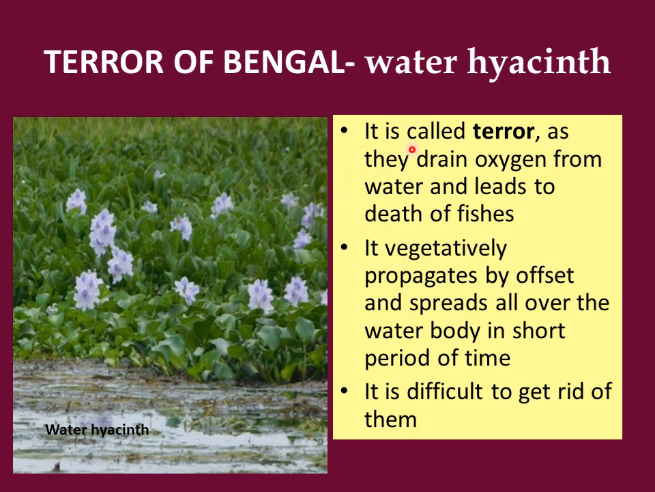It is called as terror because of three reasons. The first reason is they drain oxygen from the water and lead to death of fishes. Second, it vegetatively propagates by offset and spreads all over the water body in short period of time. Third, it is very difficult to get rid of them.